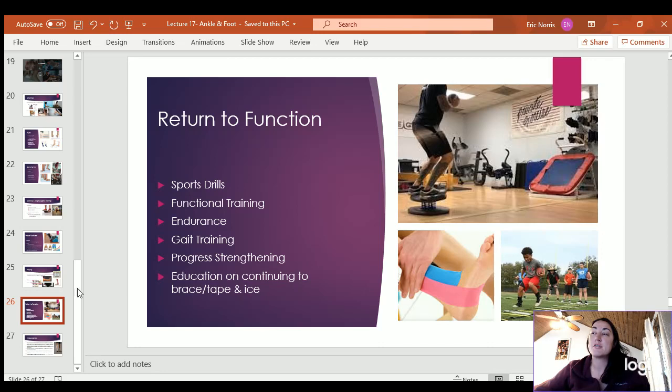All right, return to function stage. Again, sports drills and functional training are key. We do want to still use tape and braces whenever necessary. Make sure we continue using the ice so we decrease any flare-ups that are coming about. And then we want to gradually progress strengthening, gait training, balance, proprioception, all the things we've been talking about.